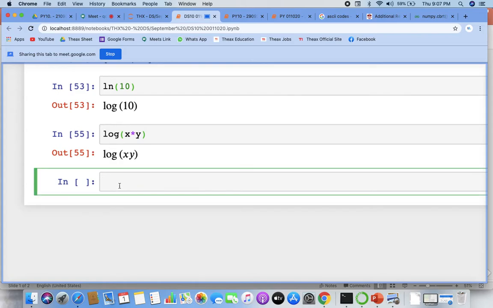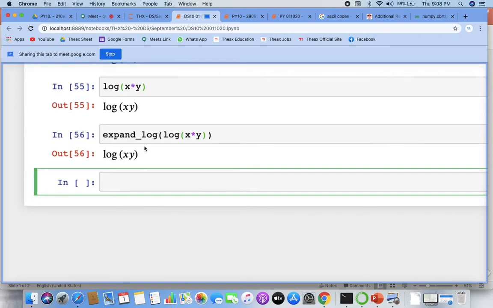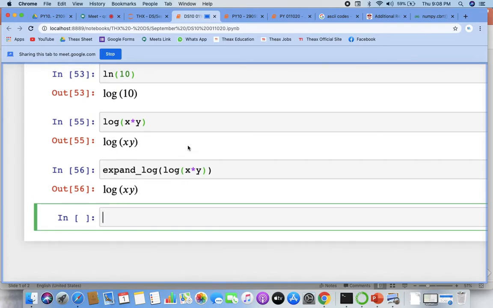So for expanding, I have got the answer, right? When you say log xy equals log x plus log y, that is the expanded form of that formula. The short form you can say. To see the expanded form, we can just say expand. What are we expanding? A log. So expand log of xy. That will not expand for now.